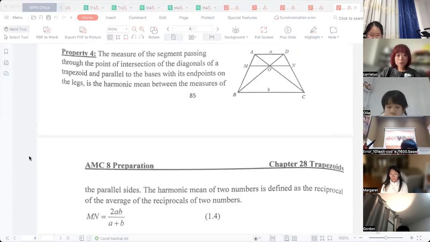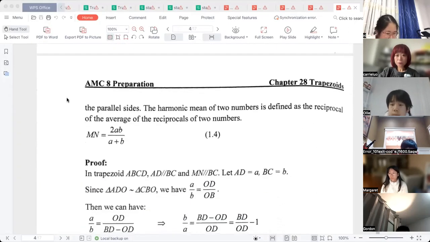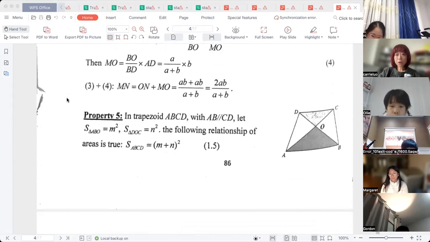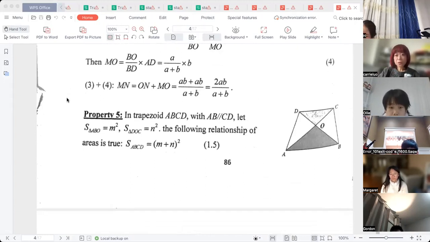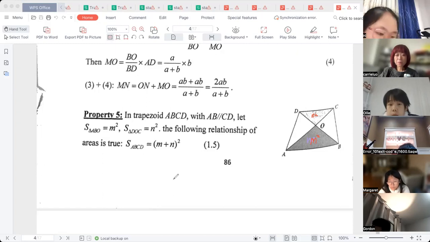Okay, did you copy this down, everybody? Finished? Okay, so let's take a look at property 5. In trapezoid ABCD with AB parallel to CD, let the area of triangle ABO equal M squared. This one's very important as well, okay? M squared. Why am I using this ugly purple color? Let's do red. M squared, and let the area of DOC equal N squared. The following relationship is true: the area of ABCD, which is a trapezoid, equals (M plus N) squared.